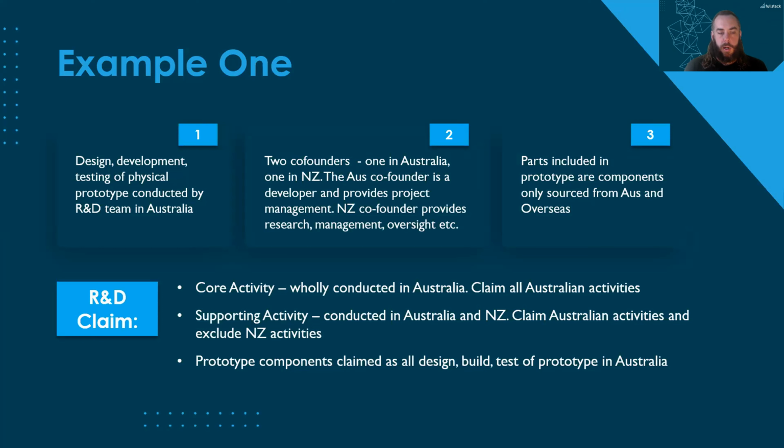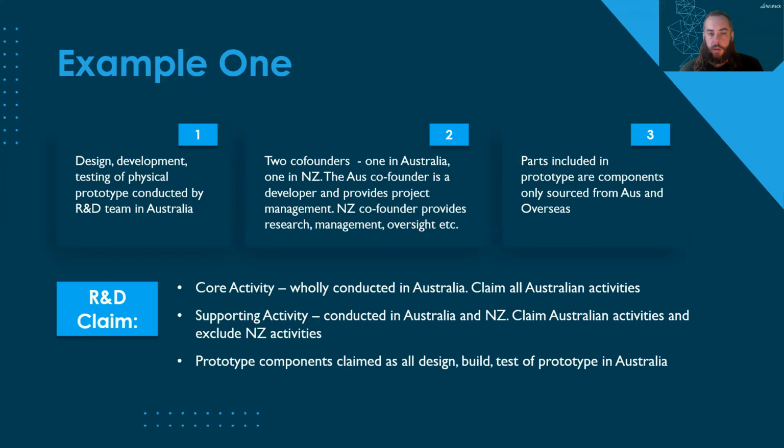So this first example is very clear, very clean: the design, development, testing of a physical prototype conducted in Australia. 2 co-founders, one in Australia who does development and also provides project management supporting activities. The New Zealand co-founder only provides what would be supporting activities. In this example, they have sourced components for that physical prototype from overseas and also in Australia. So the R&D claim here would most likely be core activity, one, potentially multiple, for that development that is done in Australia, and you claim all the Australian activities.